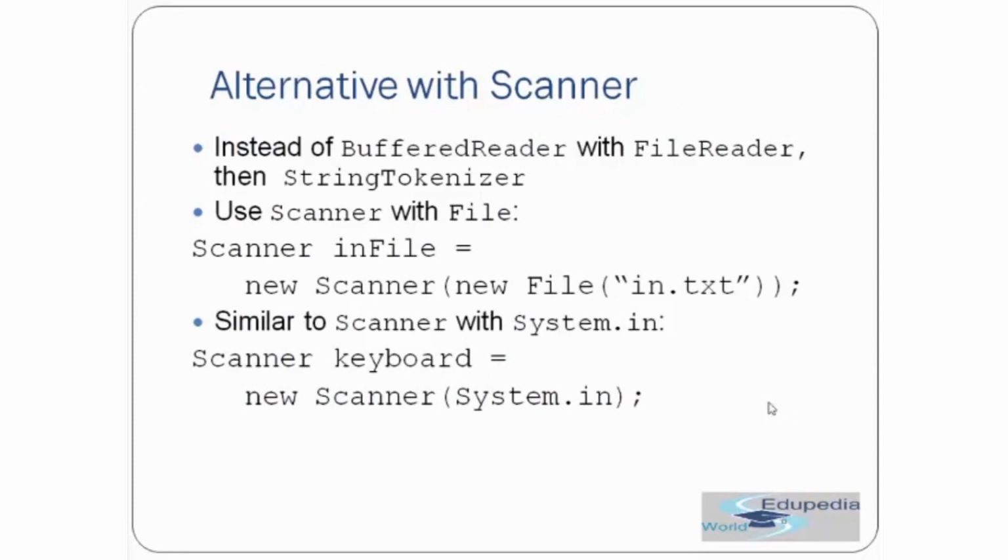Alternative: with Scanner instead of BufferedReader with FileReader, then StringTokenizer, use Scanner with the file. So Scanner inFile is equal to new Scanner(new File("in.txt")). Now, similar to Scanner with System.in, Scanner keyboard equals new Scanner, and you can provide System.in to take the input using a Scanner object.